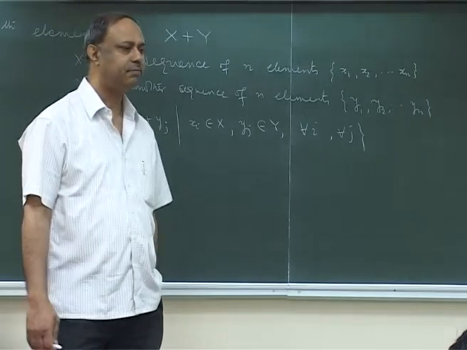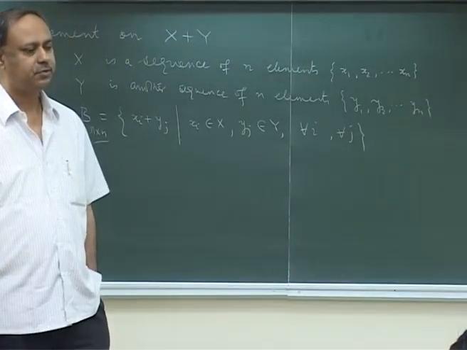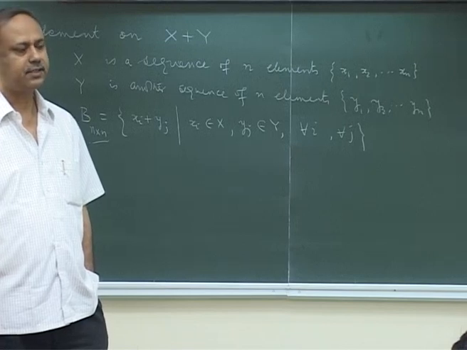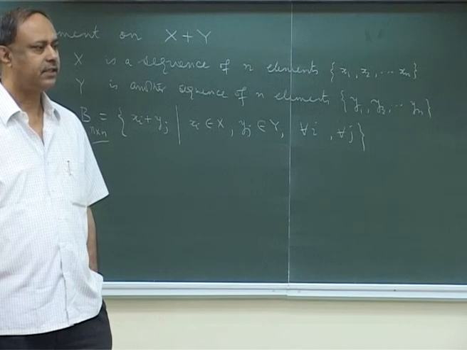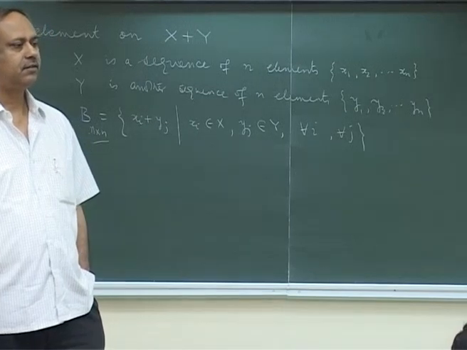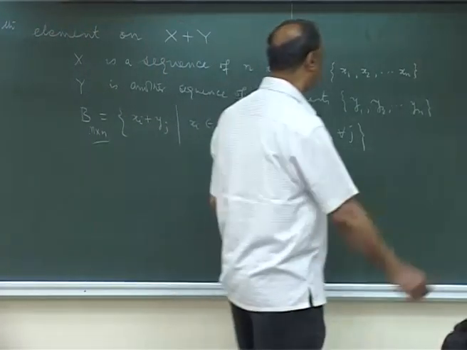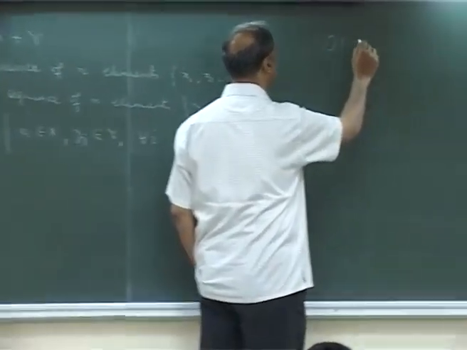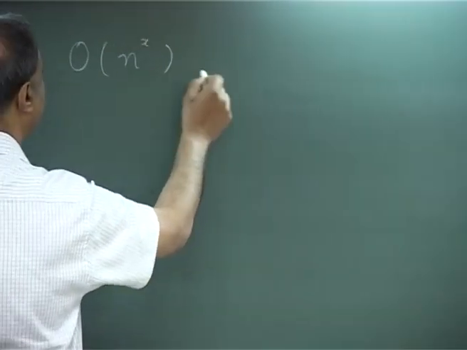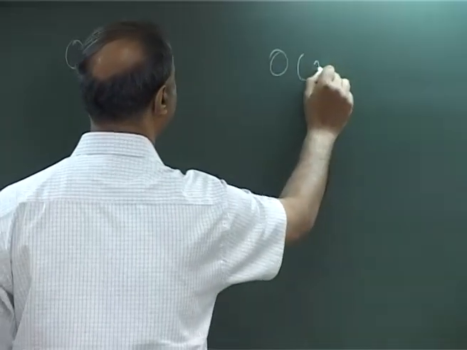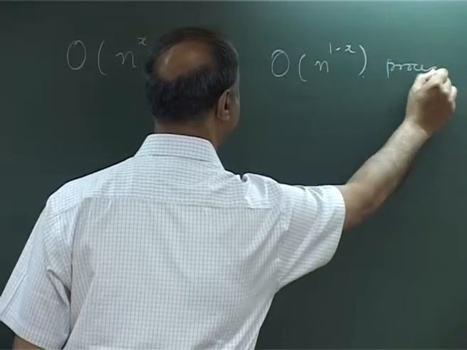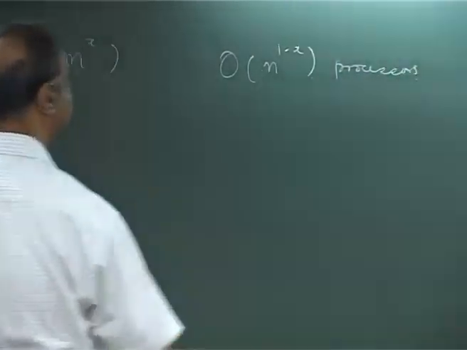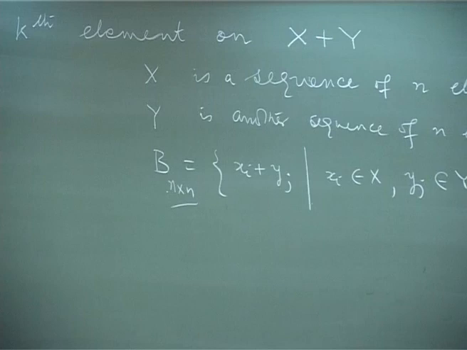Then there is a partitioning element which divides the sequence. Is that not there? Order of n to the power x using order n to the power 1 minus x processors. Like that, is that it? So this algorithm also can be used here to find the kth element.